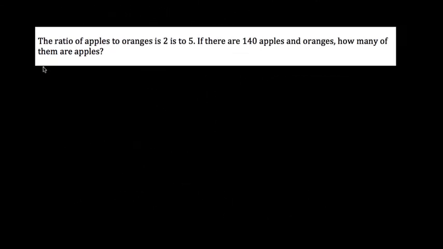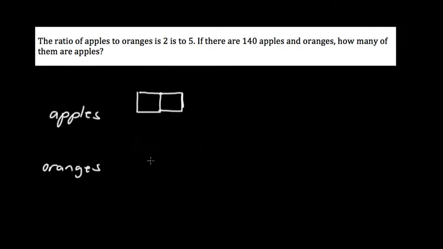Okay, let's have another problem. Now, this problem is too difficult for the cross multiplication, so you really have to use our strategy. So the ratio of apples to oranges is 2 is to 5, so just same as before. If there are 140 apples and oranges, how many of them are apples? So the ratio of apples to oranges is 2 is to 5.